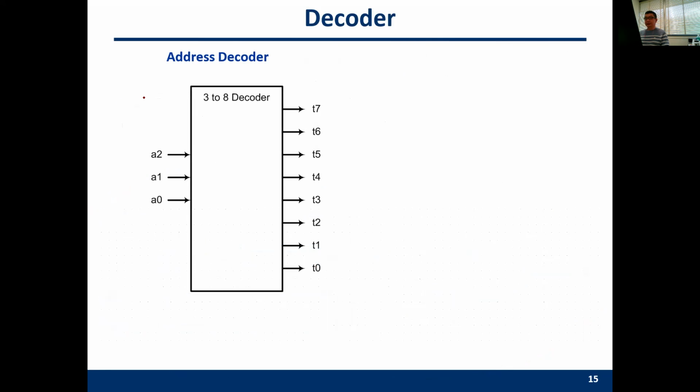The function of a decoder is actually when you put a number here, an input number here, the corresponding row will be enabled. For example, this is a 3 to 8 decoder. If you input 0, 1, 1 here, this is actually a 3. Then the T3 will be enabled. So this is the function of the 3 to 8 decoder.